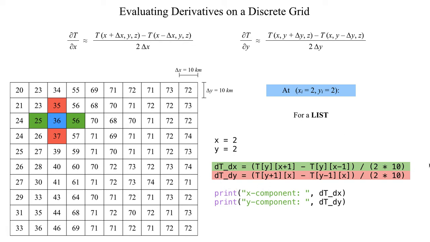And then finally, to calculate the temperature gradient in the y direction, since the y direction corresponds to the rows, we're going to vary the row but hold the column constant, because remember the column corresponds to the x value. So we're going to vary y, so we want this value minus this value. So y plus 1 minus this value.